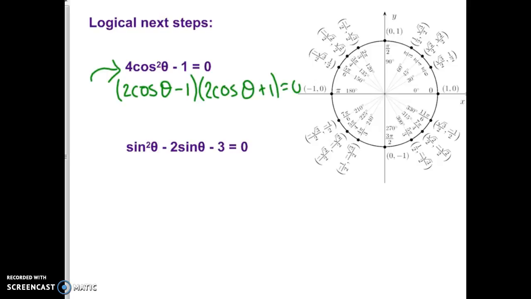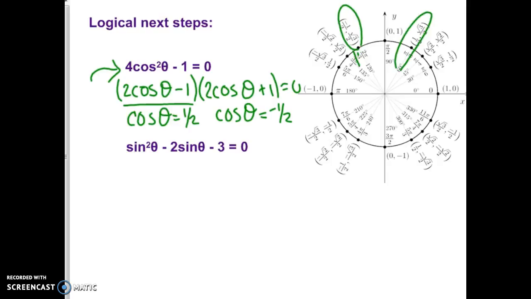Then I can set each factor equal to 0. When I solve this, I get cosine of theta equals 1/2. When I solve this, I get cosine of theta equals negative 1/2. So I need all the spots where cosine of theta equals 1/2 or negative 1/2. Here, here, here, and here. So therefore, my answers are, well, do I need them all? That's where I need to see.